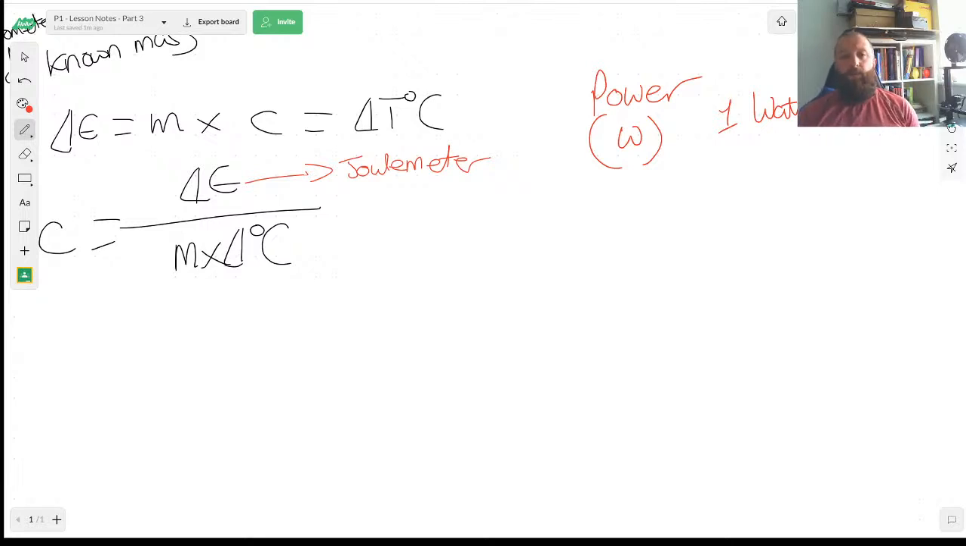And you can have a look at your kettle, somewhere on there, it'll be written what that power is, and you can calculate the energy that's being transferred if everything's working as it should do.